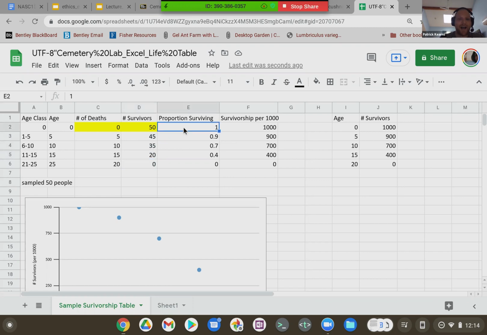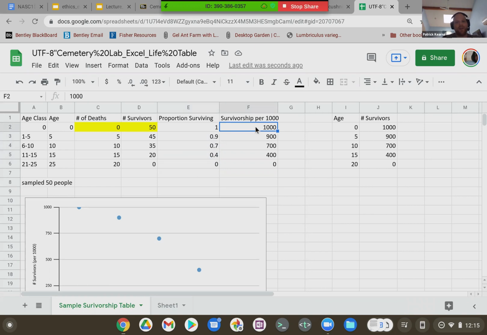And then from there, I want to calculate the proportion surviving. It's pretty straightforward. The proportion surviving is simply the number of survivors divided by the total number of people, which in this case is 50, giving me a proportion surviving of 1, or 100%. And with Excel math, I just drag it down and it does the math for me.